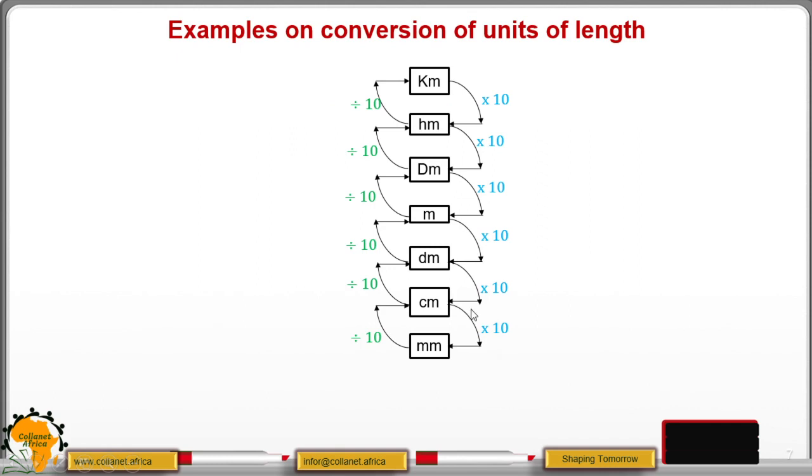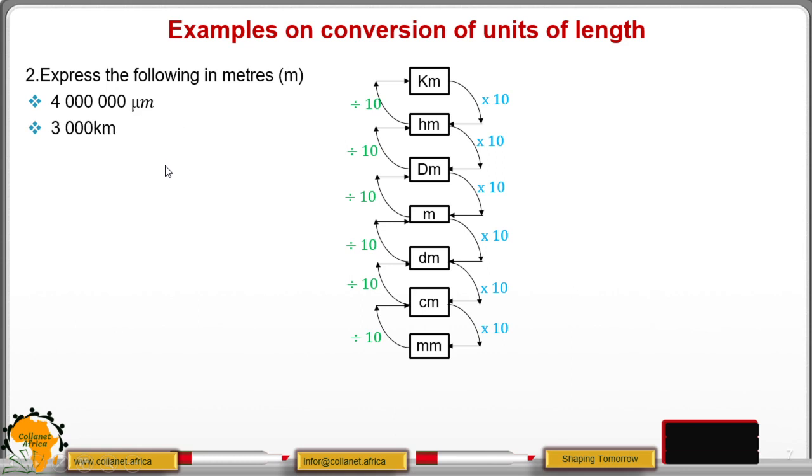From there, we move to another example. Again, we are using our conversion flow chart. So number 2, you are supposed to express the following in meters. We have 4 million micrometers, 3,000 kilometers, and 7 hectometers. So we proceed as follows. 1 meter, we have seen that it is equivalent to 1 million micrometers. So how many meters are there in 4 million micrometers?